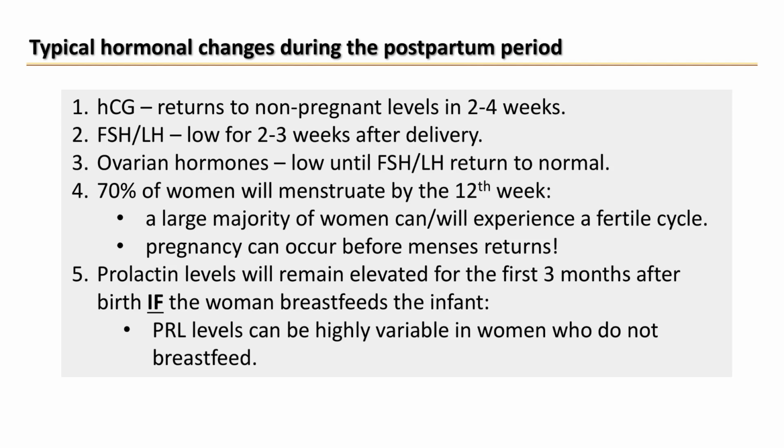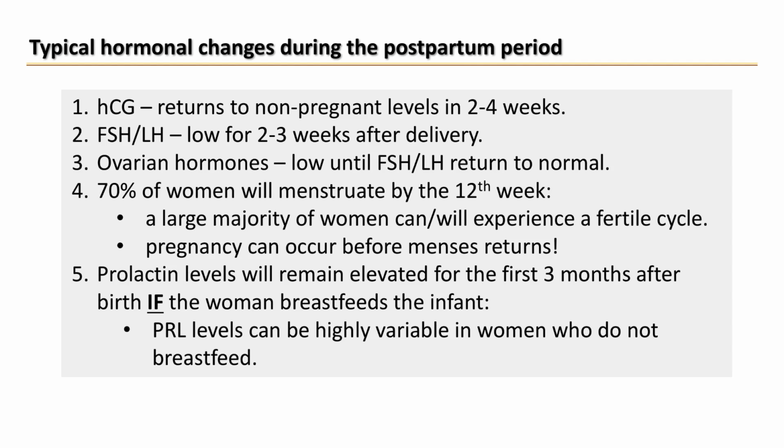Note here, importantly, that in 70% of women, the ovaries will respond to those low levels of FSH and LH, and women will menstruate by at least typically the 12th week. However, a large majority of women can experience a fertile cycle before menses returns. Recognize that if FSH and LH levels return within 4 weeks, a woman may ovulate 6 weeks after pregnancy, and thereby 6 to 8 weeks after delivery, that woman can conceive.